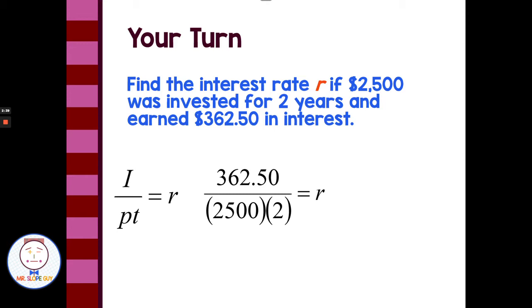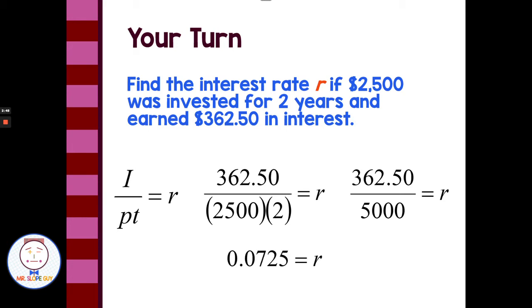Multiply 2,500 times 2 is 5,000. And this would be a good time to use my calculator. 362.5 divided by 5,000 to get 0.0725 as a decimal. And to change that to a percent, I'm talking about 7.25%. And remember, interest rates, banks normally advertise in annual percentage rates, meaning that this is a yearly amount.